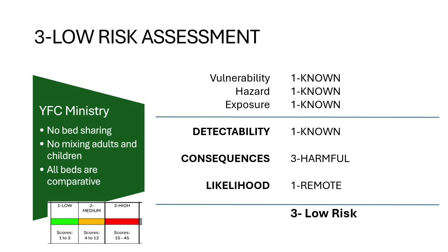It's 1. And we multiply this detectability score against the consequences, which is consequences of abuse, which is what we are assessing. So the consequences are harmful. Number 3, the severity of those consequences, and the likelihood in this instance is remote. So 1 by 3 by 1 is how we arrive at a low risk assessment with a score of 3.